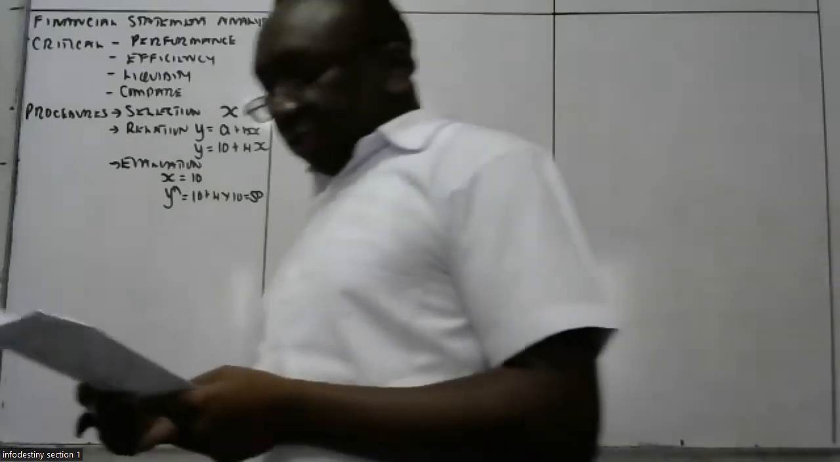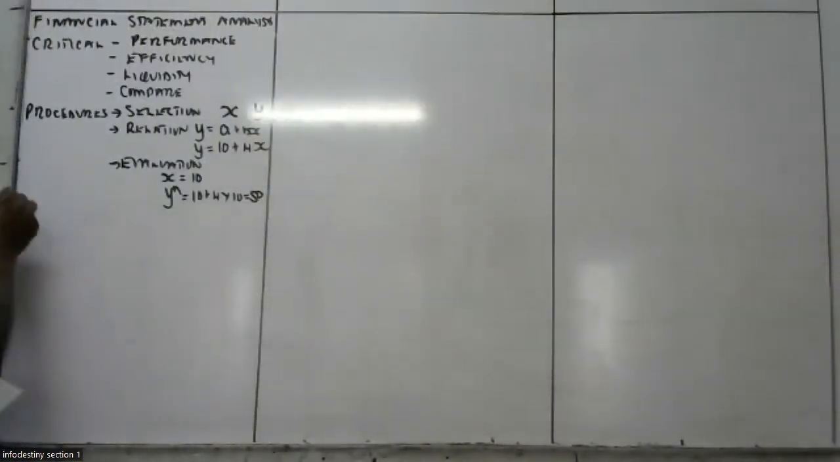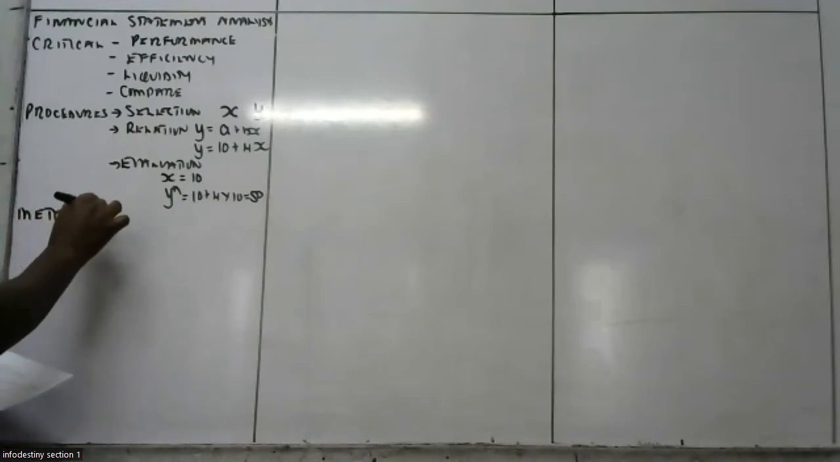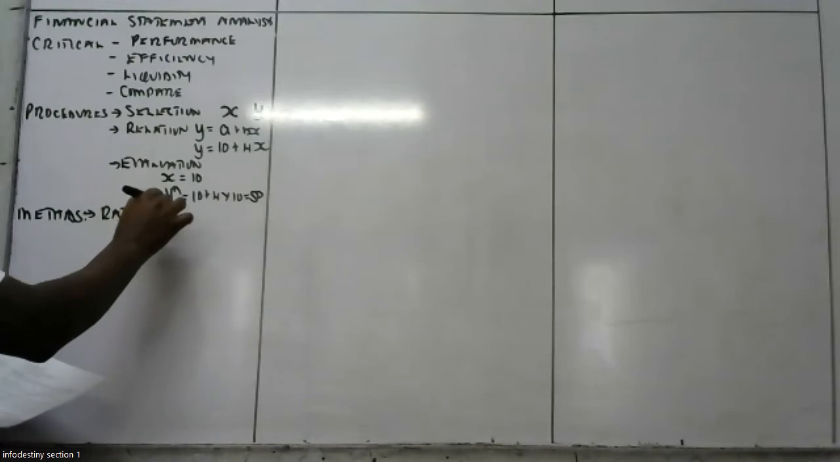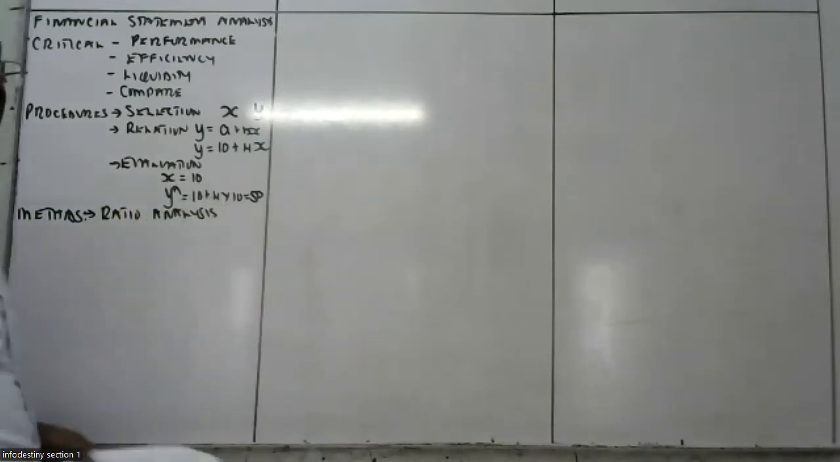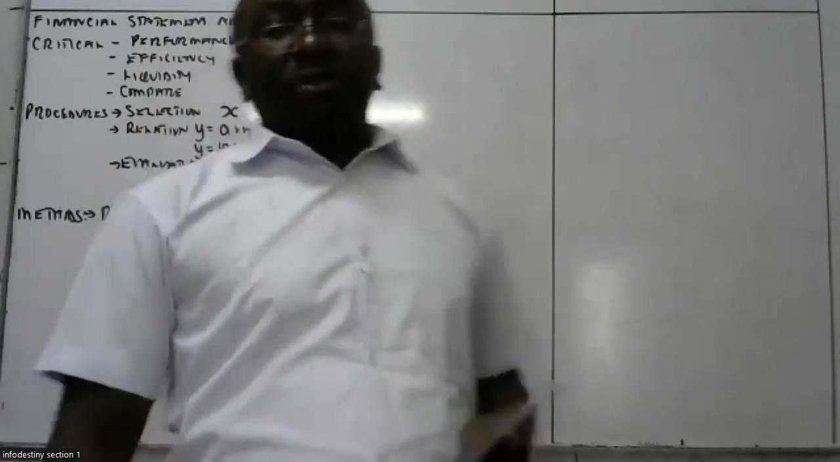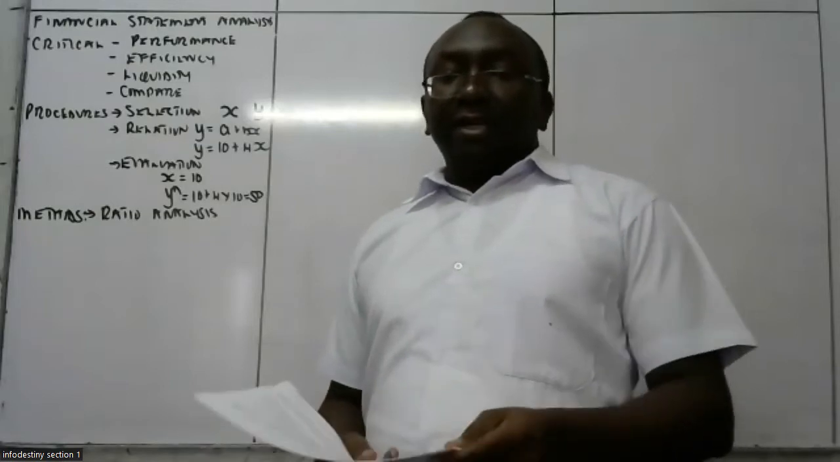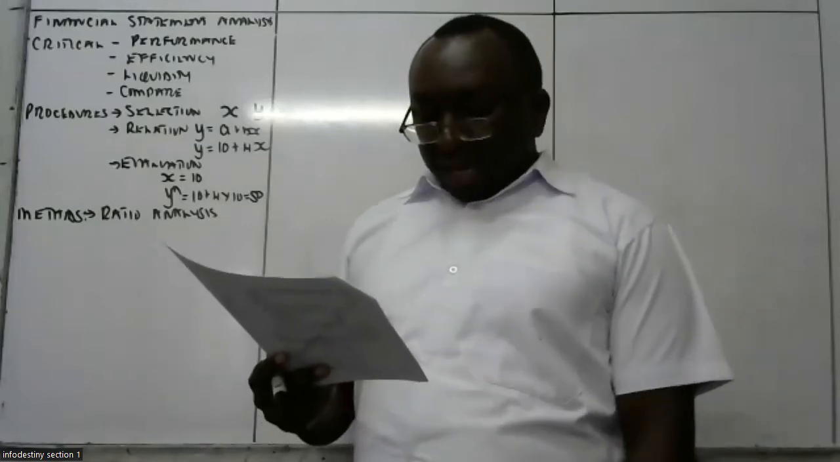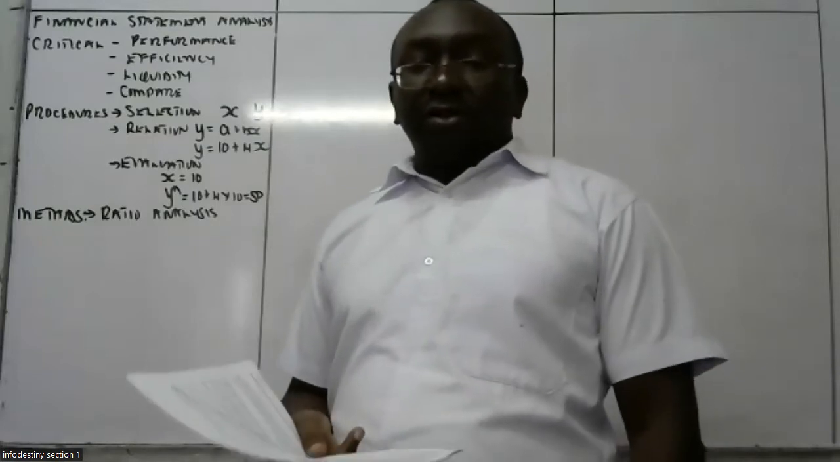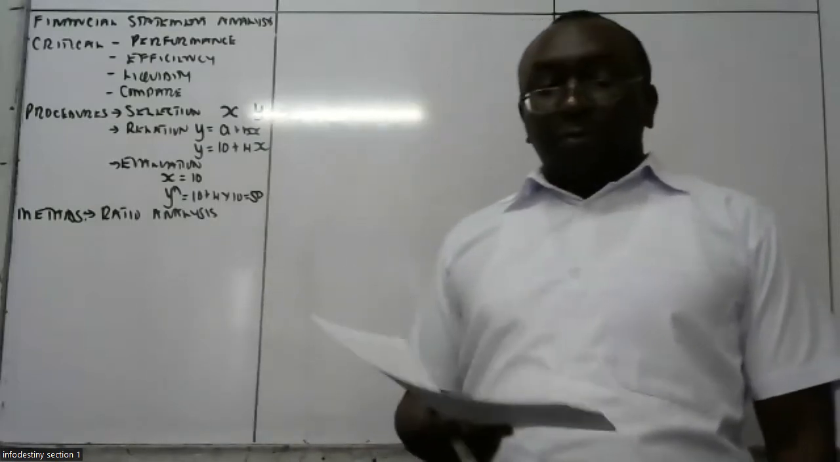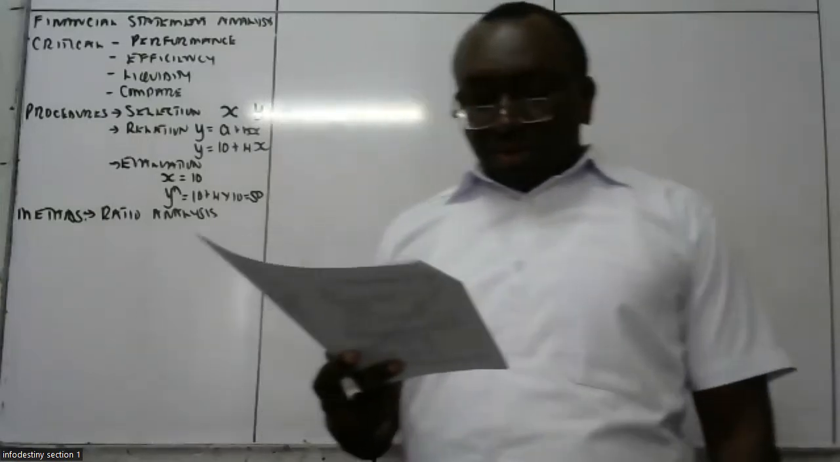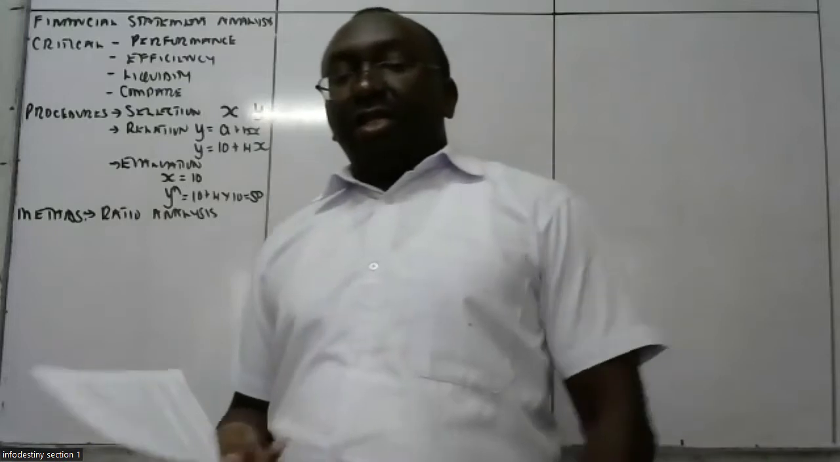The next thing that we need to discuss is the techniques or the methods that are used in financial statements analysis. Now, in this method, we have number one, what we call ratio analysis. A ratio is simply a number that is expressed in terms of another number. That is how simple I can put it. And there are many ratios that you have come across in your other studies. You have come across profitability ratios, the trading ratios, the evaluation, the capital, the gearing, the liquidity, and so on.